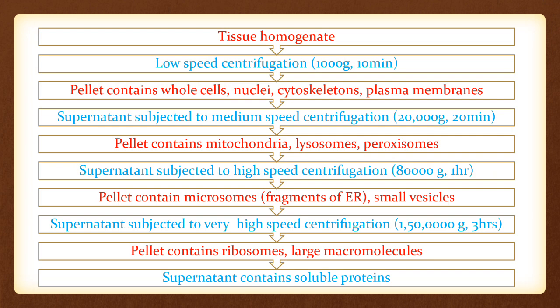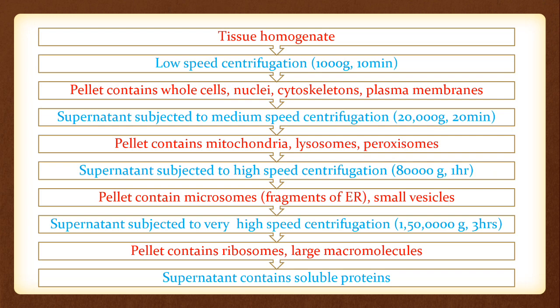whereas the supernatant contains mitochondria, lysosomes and peroxisomes. The supernatant is again subjected to medium speed centrifugation at 20,000 G for 20 minutes. The mitochondria, lysosomes and peroxisomes are precipitated at 20,000 G for 20 minutes, so the pellet contains mitochondria, lysosomes and peroxisomes. We again take the supernatant and centrifuge it at 80,000 G for 1 hour.